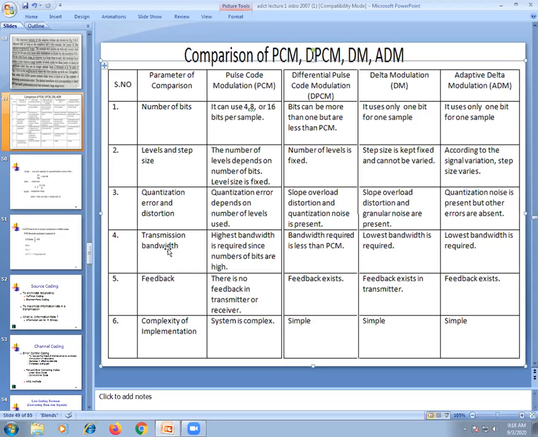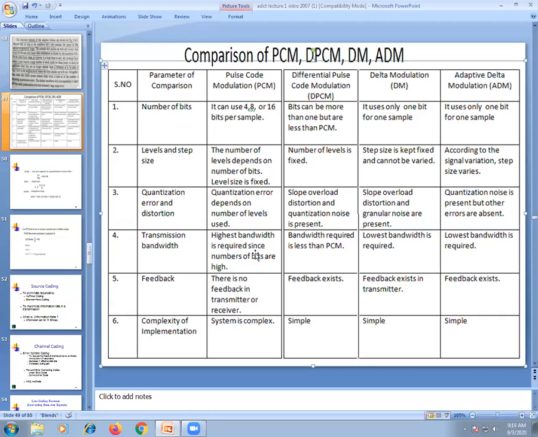The transmission bandwidth is the bandwidth of the signal. It is proportional to the power of the signal. In the transmission bandwidth, the highest bandwidth is required in PCM, since the number of bits is high. It is a proportionality: the more bits, the more bandwidth.